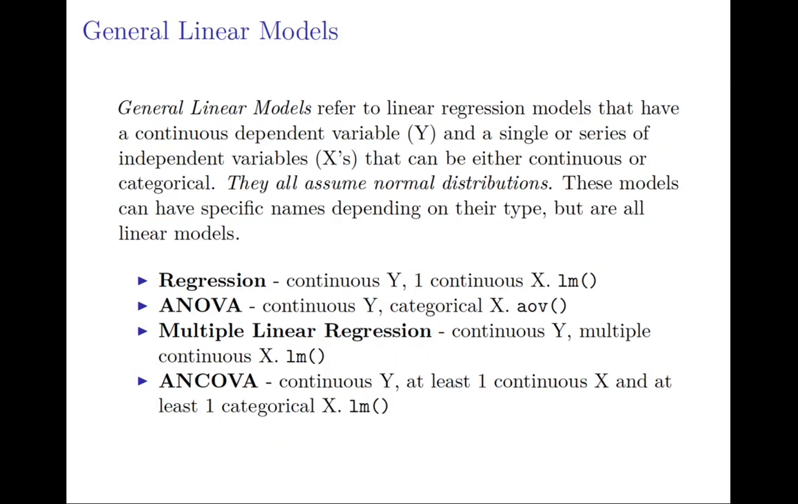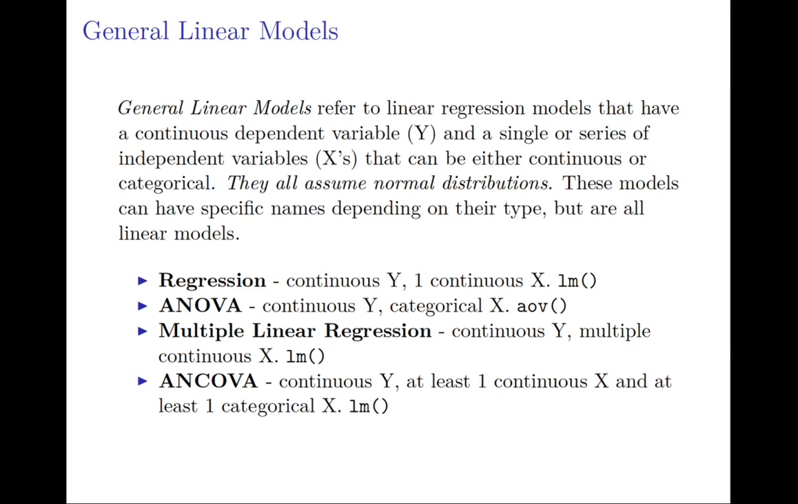And so we're going to be talking about general linear models today. General linear models refer to linear regression models that have a continuous dependent variable y, just a single one, and a single or series of independent variables x's that can either be continuous or categorical, and they all assume normal distributions. And these models can have specific names depending on their type, but they are all linear models. And I should say that these all assume normal distributions as opposed to generalized linear models that don't, and we're going to talk about those in the future.